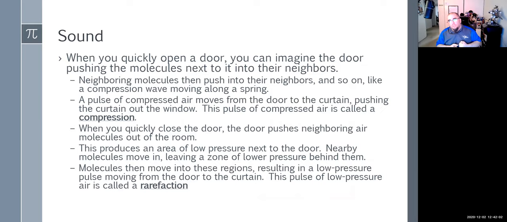When you quickly close the door, you create an area of low pressure, a kind of vacuum, next to the door. Those nearby molecules flow into it, leaving a zone of lower pressure behind them. Then those next molecules move in and leave low pressure behind them, and the next molecules do the same. That area of low pressure is called the rarefaction. Not rarefraction. Rarefaction.